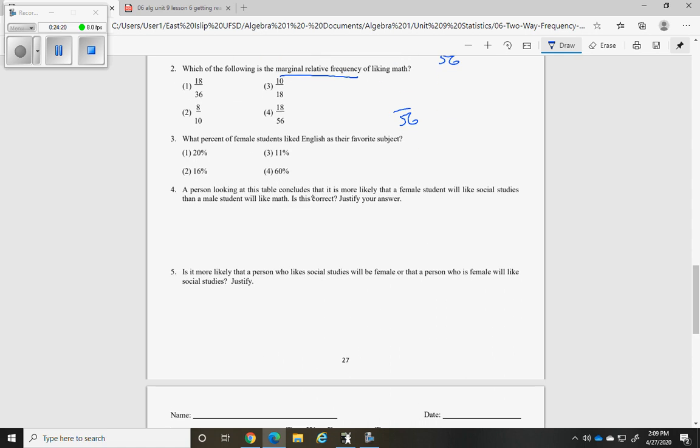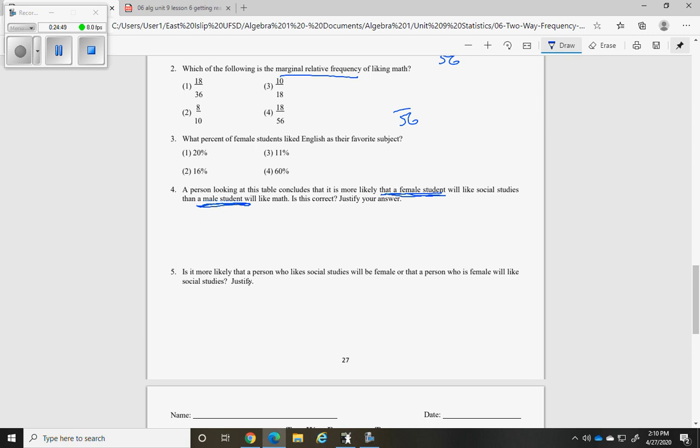A person looking at this table concludes, right here, this is our condition now, it's more likely that a female will like social studies. So being female is your condition, so I'm going to underline it because it's your denominator. And then the other fraction is a male will like math. So the condition is being a male student. So that would be your denominator.